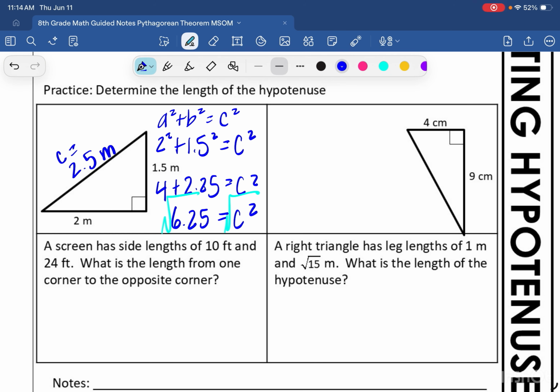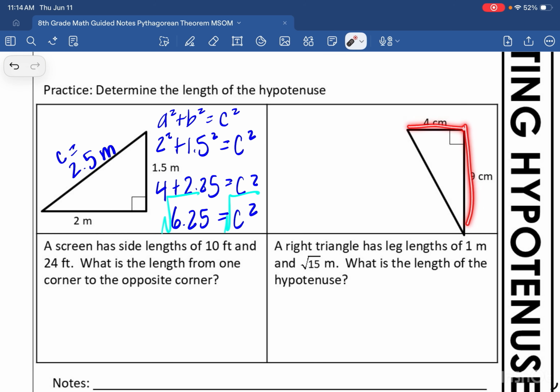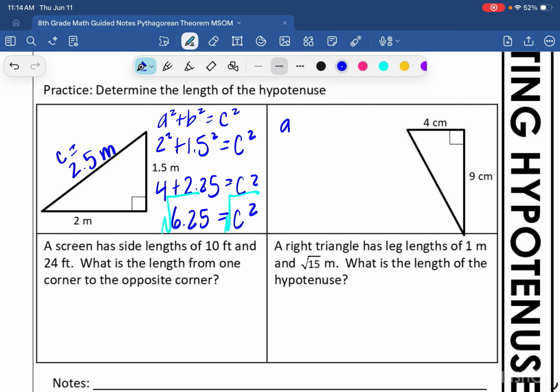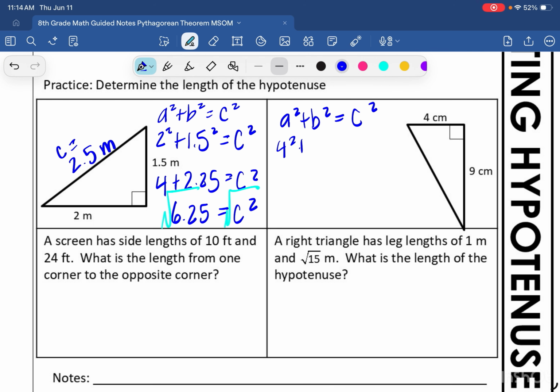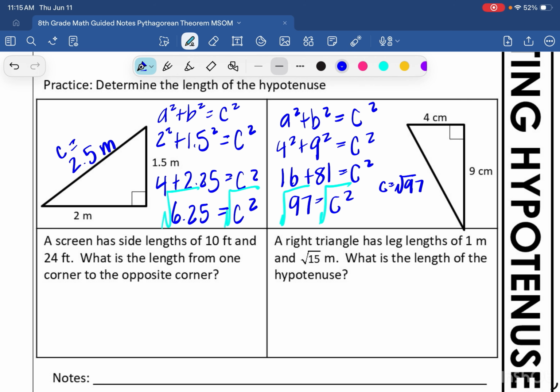Next one, my leg lengths are 4 and 9. So let's write down the Pythagorean theorem, a squared plus b squared equals c squared. Substitute it in, I get 4 squared plus 9 squared equals c squared. So 16 plus 81 equals c squared, or 97 equals c squared. Taking the square root of each side, I get c equals the square root of 97, which is about 9.85.